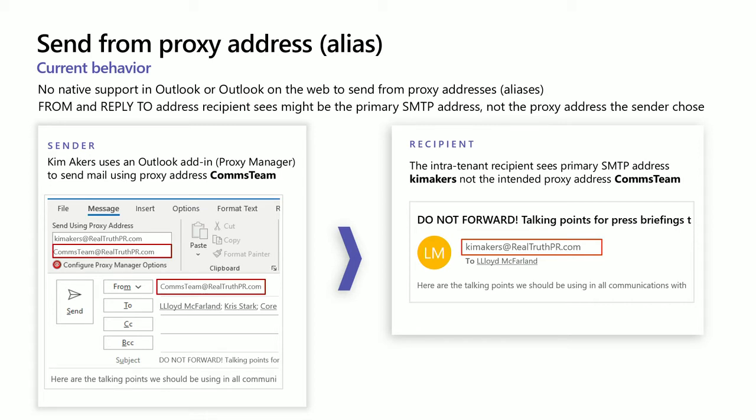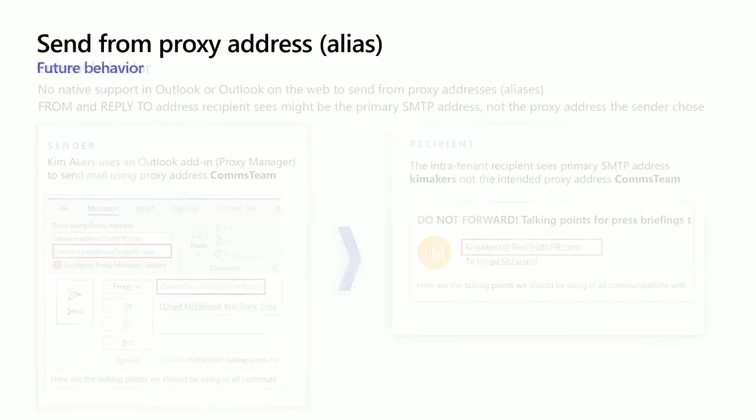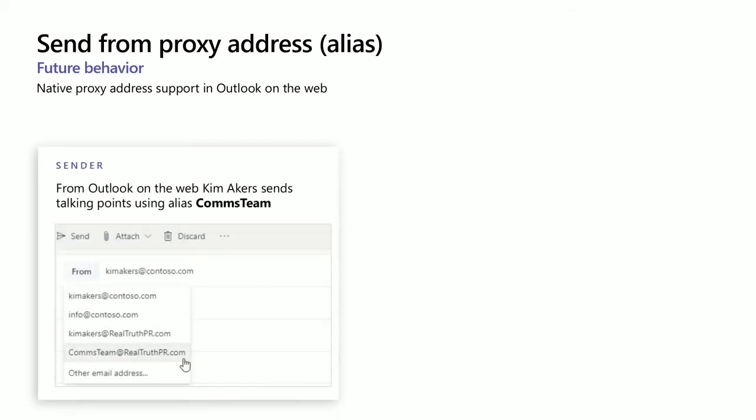All right, so that's one of the issues. So you've got two issues. You can't natively select it, and the recipient, if it's internal to the organization, is going to end up seeing the primary address. So sending from proxy address, what we're going to be doing is we've worked with our colleagues on the Outlook on the web team, and they will be introducing the ability to select a proxy address directly from within OWA.